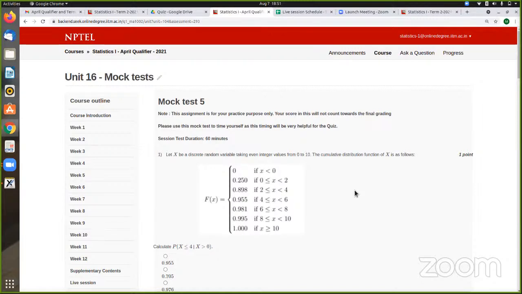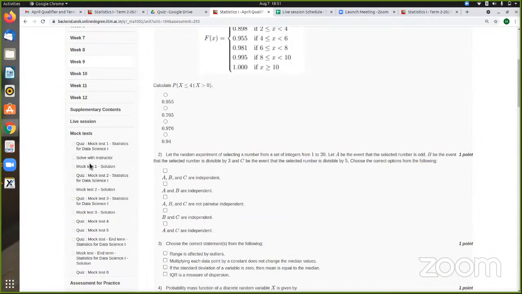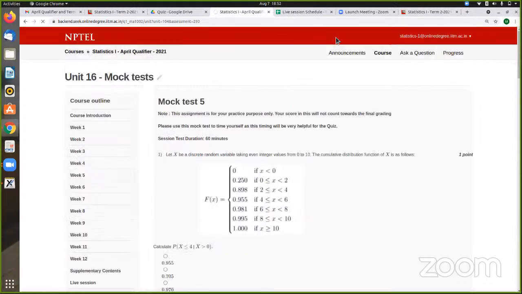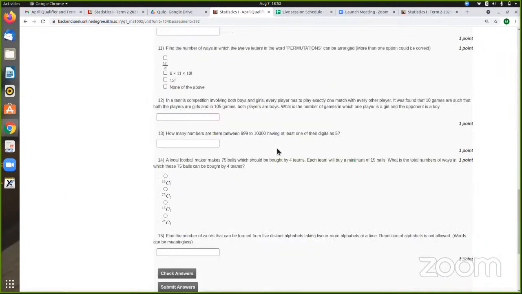It's Mock 4, question 12. In a tennis competition involving both boys and girls, every player has to play exactly one match with every other player. It was found that 10 games are such that both the players are girls, and in 105 games, both players are boys. What is the number of games in which one player is a girl and the opponent is a boy?